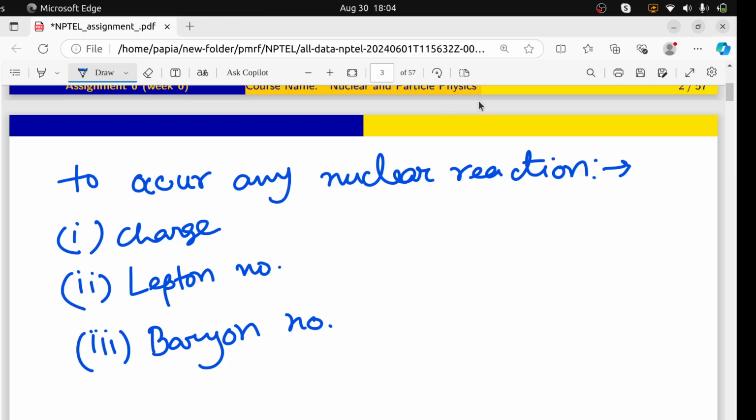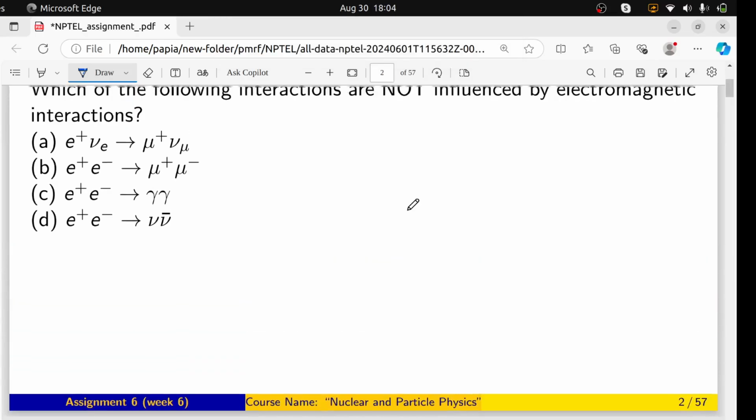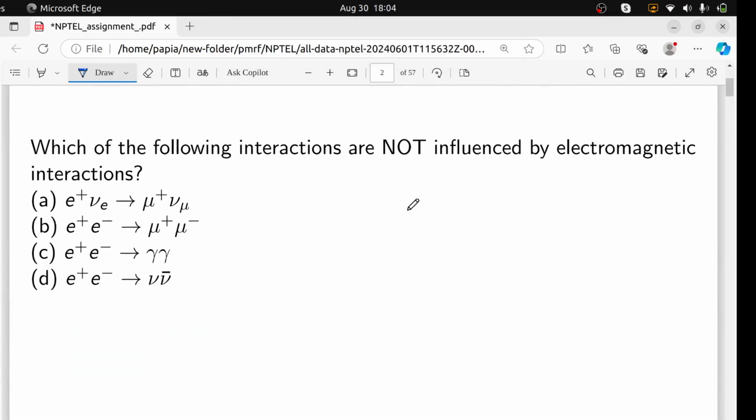So first of all, for these four interactions, we have to check whether each interaction is valid or not. Let's say option A. I have told you that we need to check charge, lepton number and baryon number. So charge is fine here. You can see e plus means plus 1, mu plus is plus 1, so plus 1, plus 1. As a whole, it is fine.